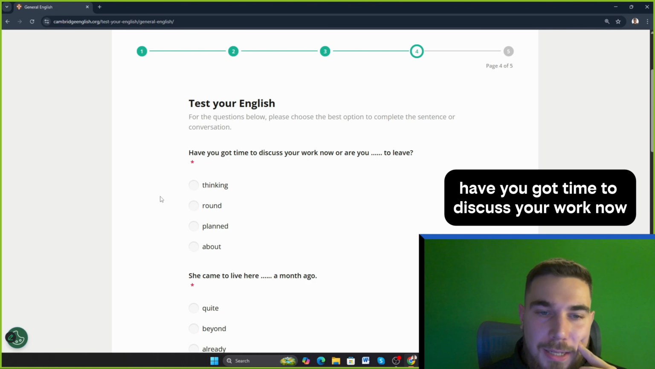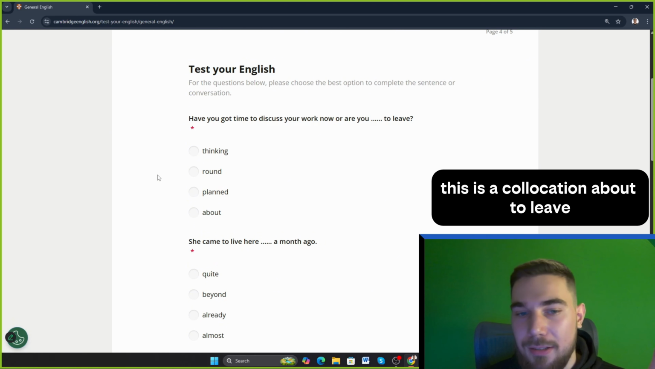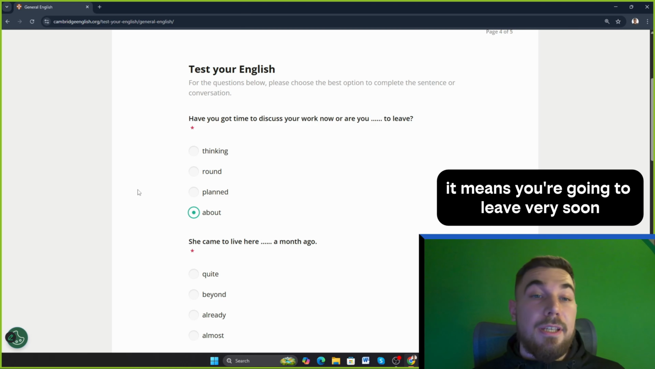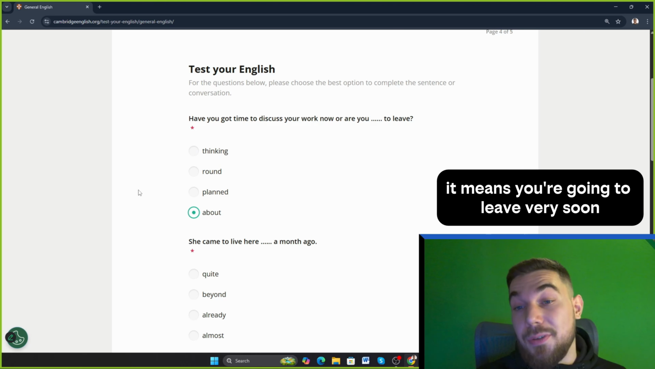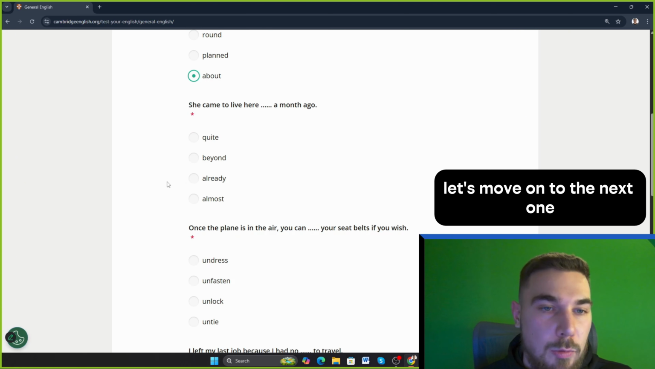Have you got time to discuss your work now, or are you blank to leave? Thinking, round, planned, about. This is a collocation: about to leave. When you tell someone you're about to leave, it means you're going to leave very soon. There's nothing much to say here. Let's move on to the next one.